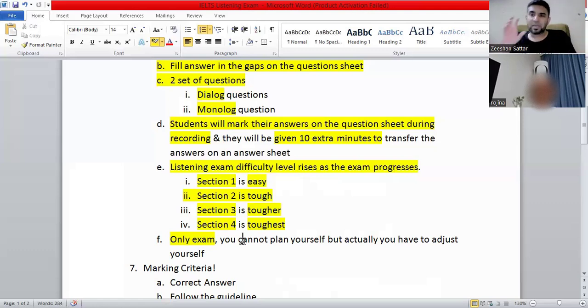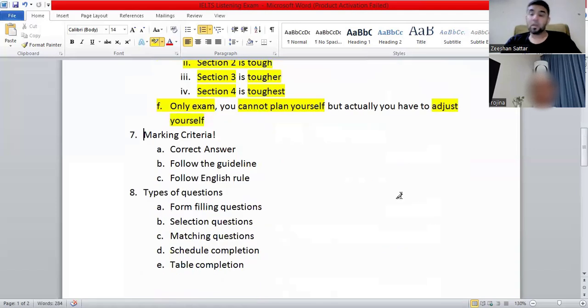So everything is purely in the hands of the examiner, like the steering of a car. In the listening exam, the examiner is the driver, and you are the passenger sitting in the hall, and you have to adjust yourself according to the mood of the examiner. So it is the exam in which you cannot plan yourself, but you have to adjust yourself. Important is to know how the marks are distributed in the exam, how the examiner gives you the marks.